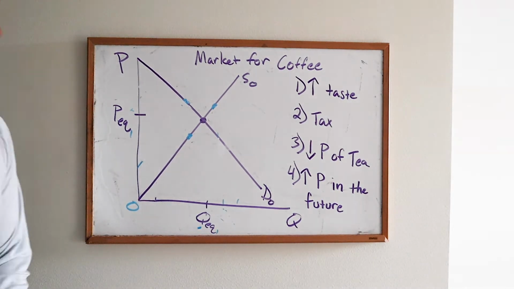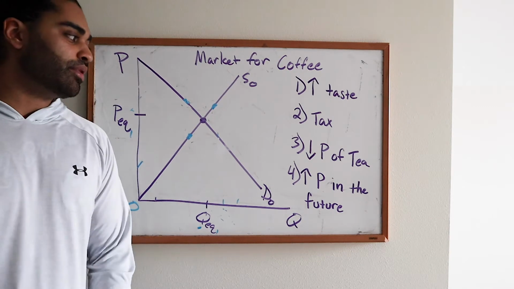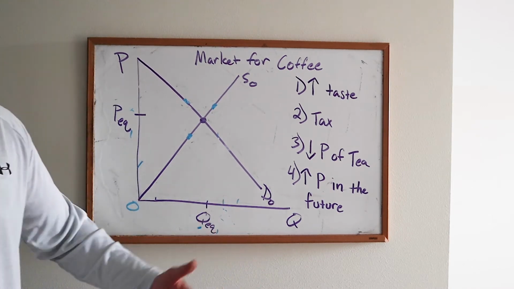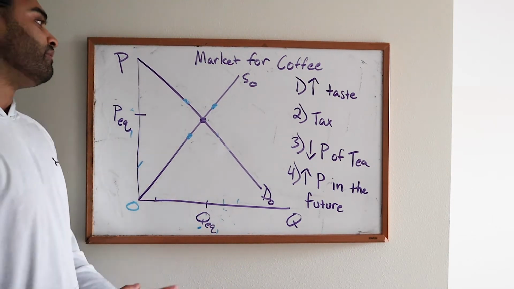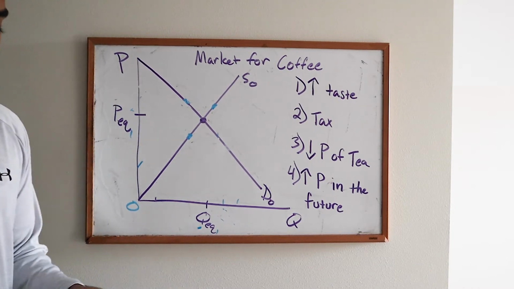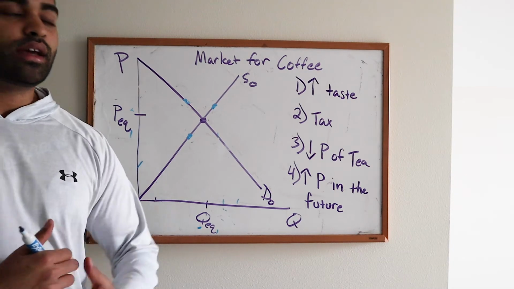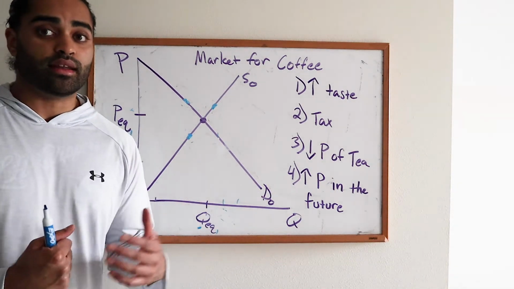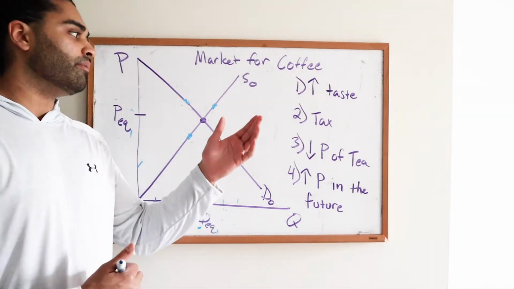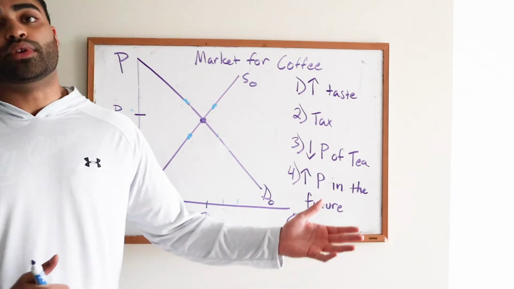Okay, so the last one, it's a little tricky. There's an increase in the price in the future. So in the future, the prices are going to be higher. So who is this going to affect? That's the key thing here. So initially, most students say just supply, but that's not always the case. It also affects your demand as well. Because again, price expectations affect consumers as well as producers.